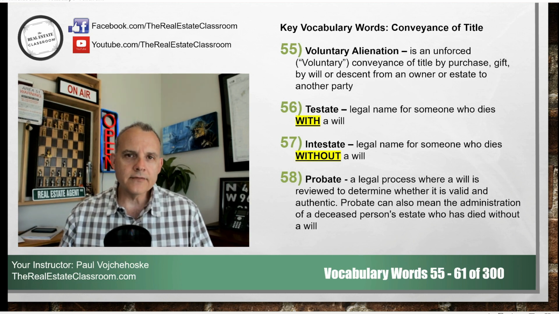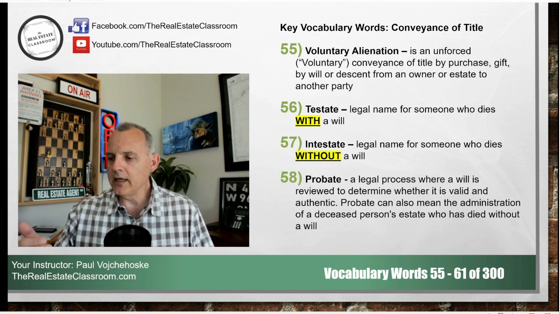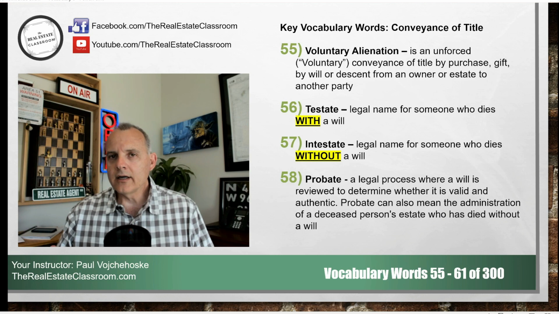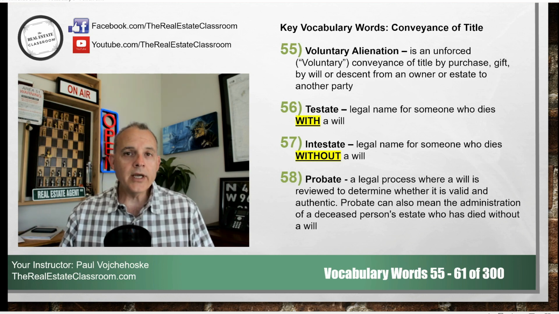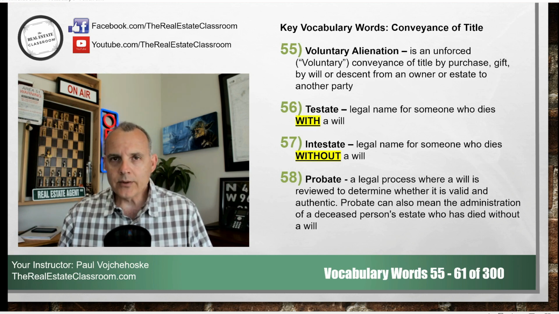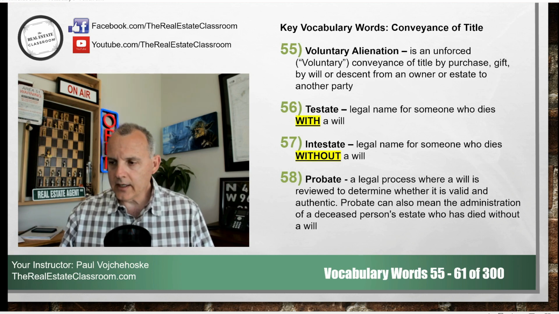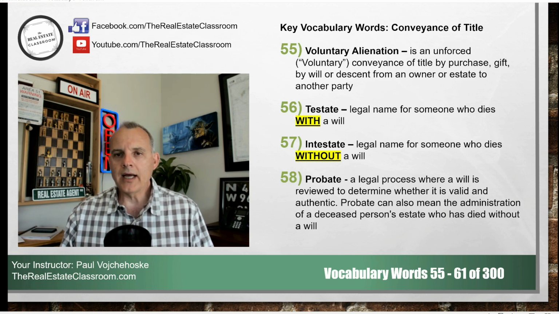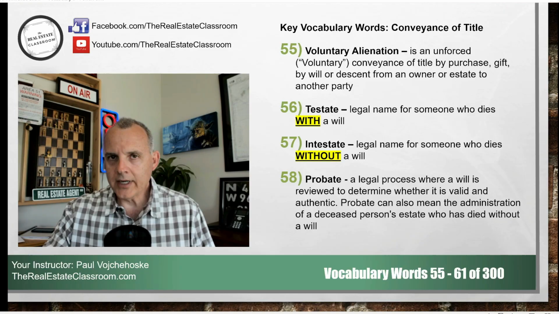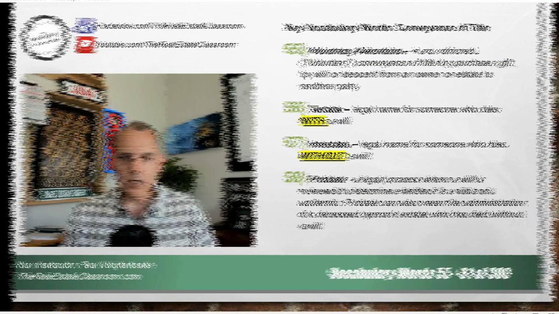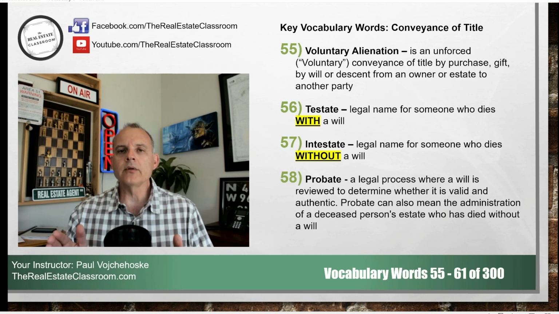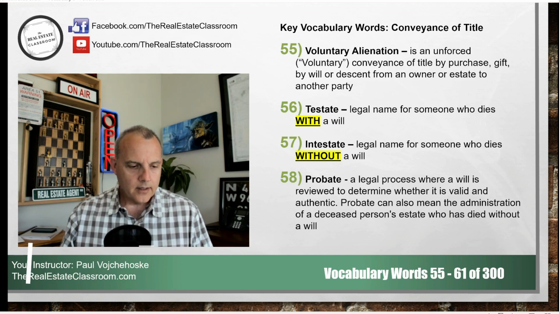Another way is through gift. Maybe a father is going to gift a home that they own to a child. That's another way of voluntary alienation. Another way is by will or descent. So if someone dies with a will, they leave their real estate to somebody, and so that is voluntarily transferring title to somebody. The next way is descent, and we're going to talk about that in a minute here in this video.